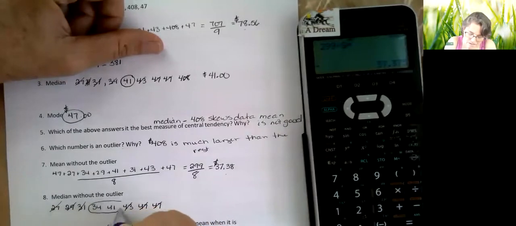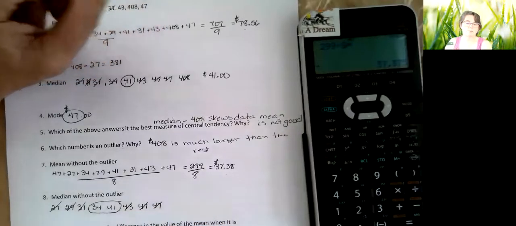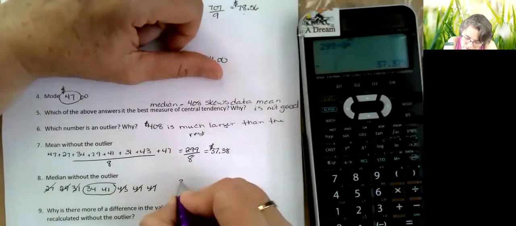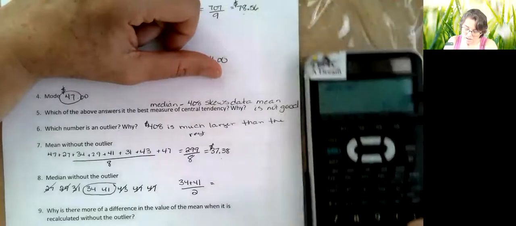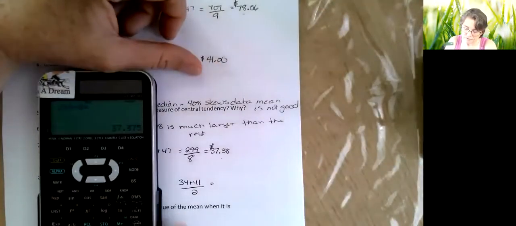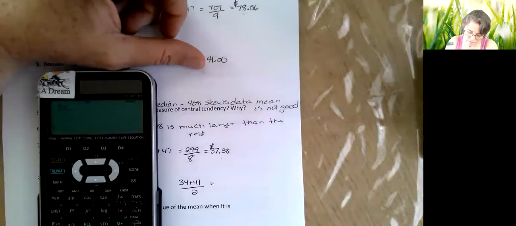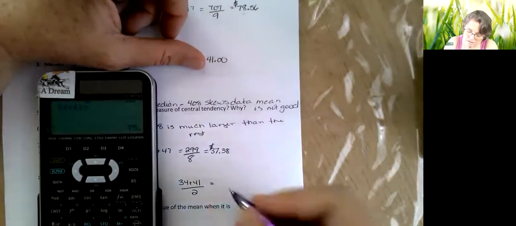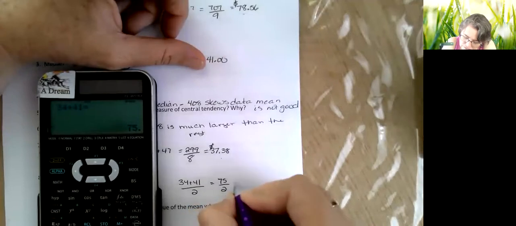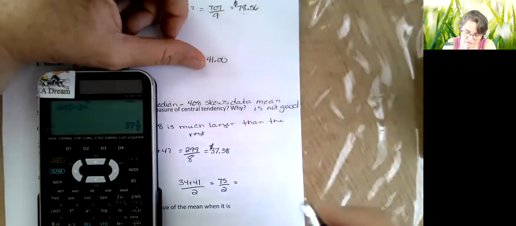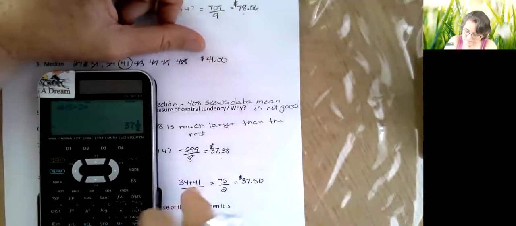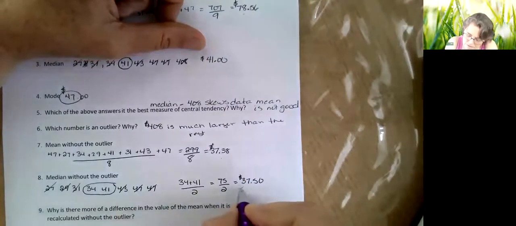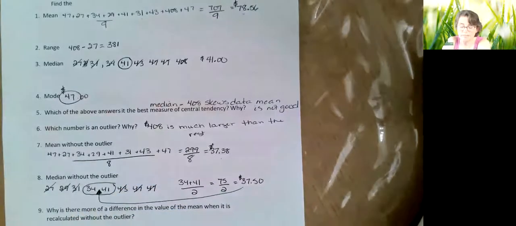All right, so because we have 2 left in the middle, add them up. 34 plus 41 over 2. Brain fart, 75. Let's see, 34 plus 41 over 2. 37.5. You can see that if you took 37, this is a number line. It should be in the middle.